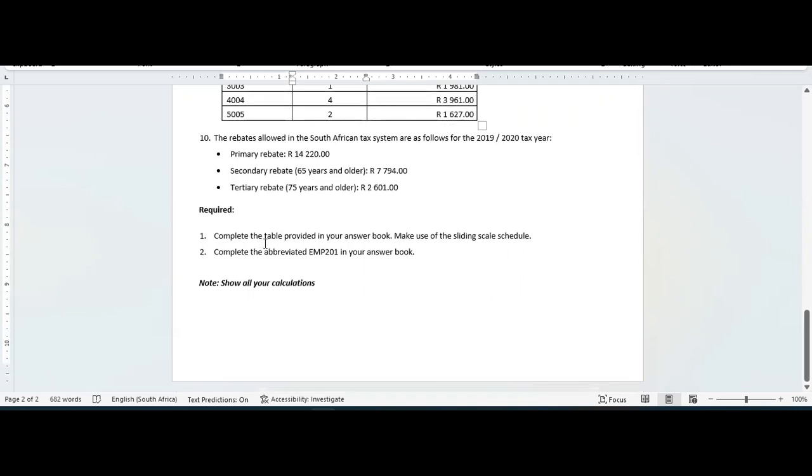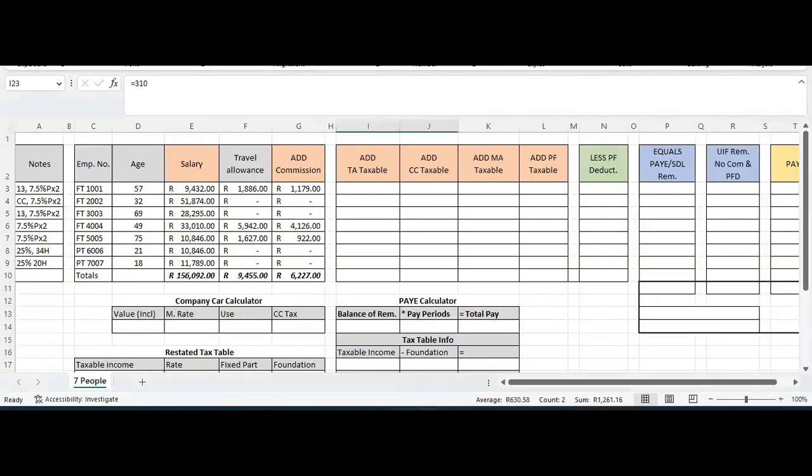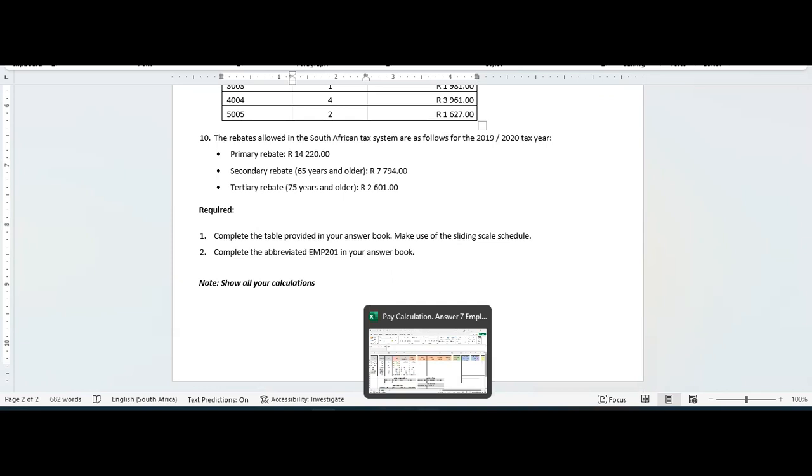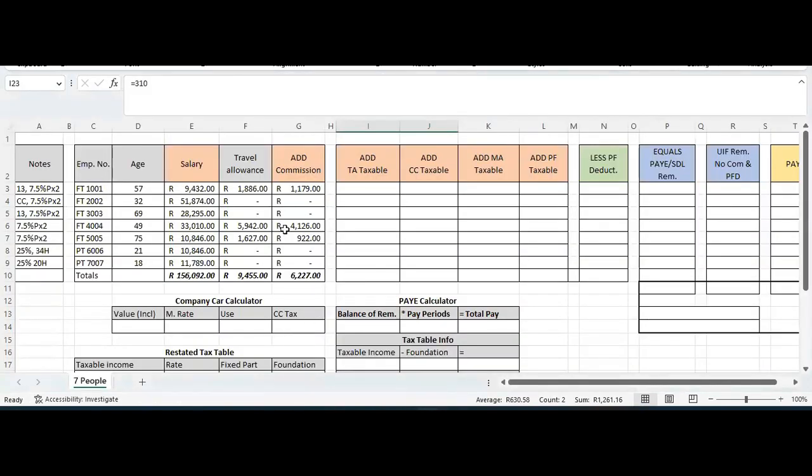Then they say two things that we must do. We must complete the table provided in the answer book, and you already saw that a couple of times now. And we must complete the abbreviated EMP 201, and we must show all calculations. Okay, now let's go and look at the solution. So, first thing we do is we have a look at the travel allowance that is taxable. Okay, but before we do it, I just want to show you something.